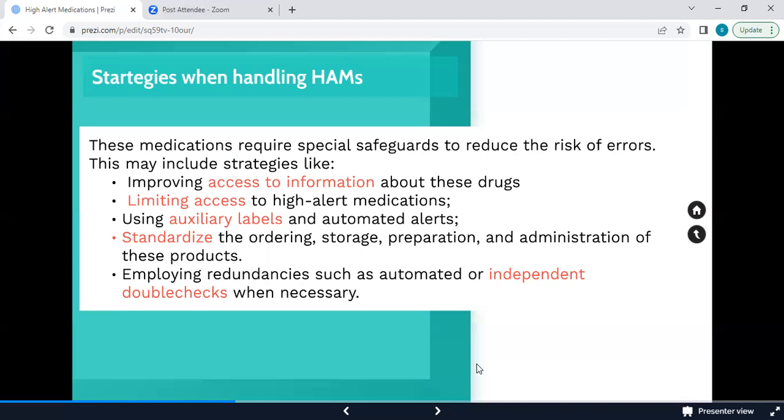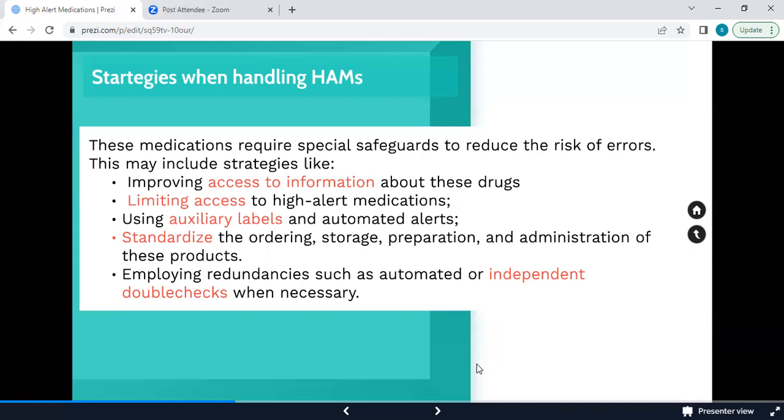Using auxiliary labels and automated alerts, we have to make our labels look very clear. The labels have to be complete and thorough. They have to have the name of the medication, the strength of the medication, if it is to be used as an infusion, what is the rate, then what is the preparation time of such medication, what is the expiry of such medication, and so on. So it has to be complete labels.